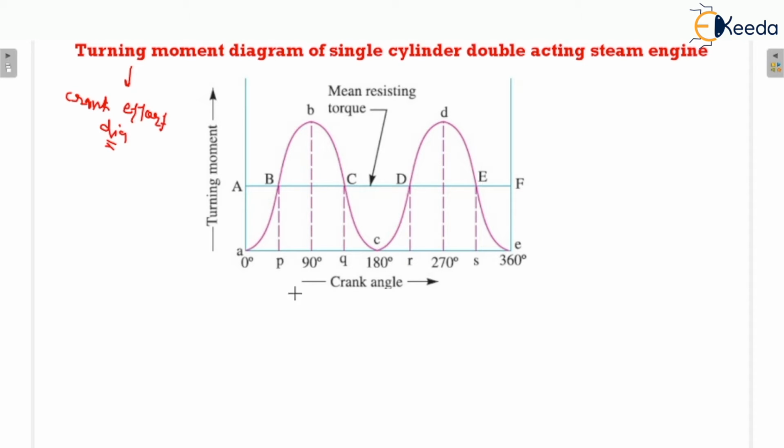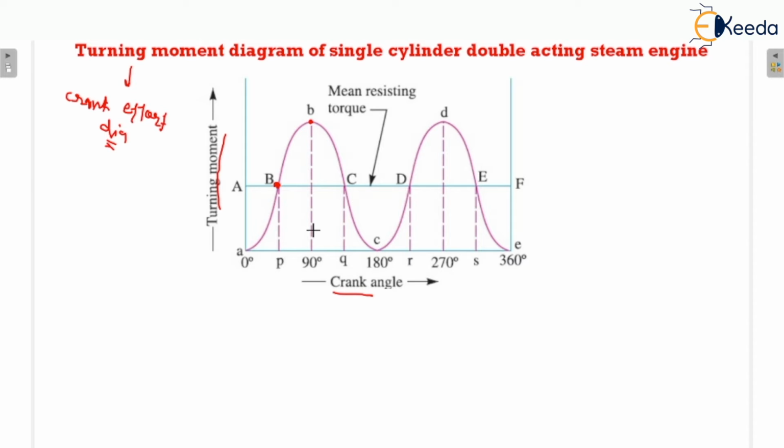Here you can see in the diagram, this is the crank angle and this is the turning moment. So for the different crank angles, we can represent the turning moment. Here B is the turning moment corresponding to the angle, and this is the turning moment corresponding to the crank angle of 90 degrees.